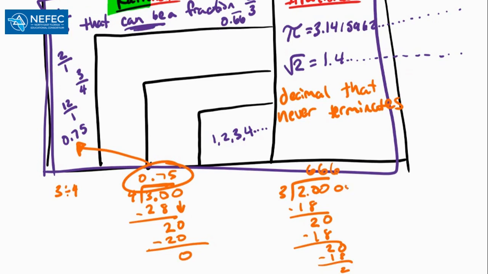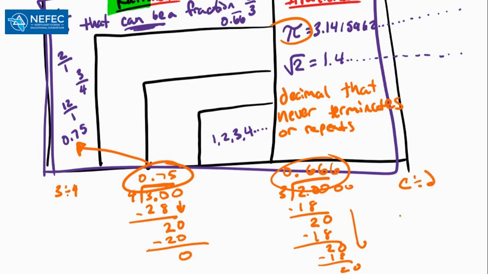I subtract, I get 2, and then I add another 0, bring it down again, I get another 20. So that's just going to keep going, which is why that doesn't terminate, but it does repeat. So it is still a rational number, a decimal that never terminates or repeats.